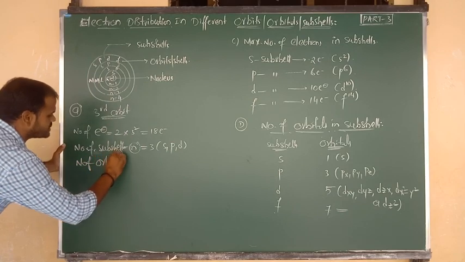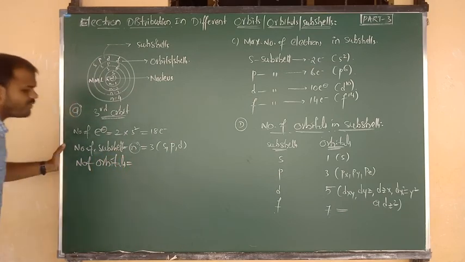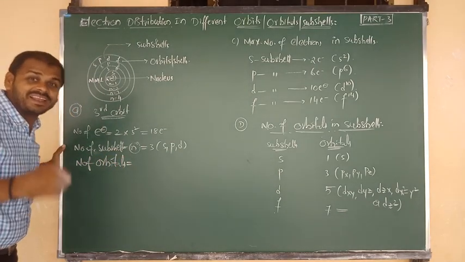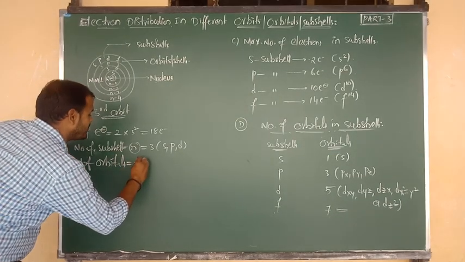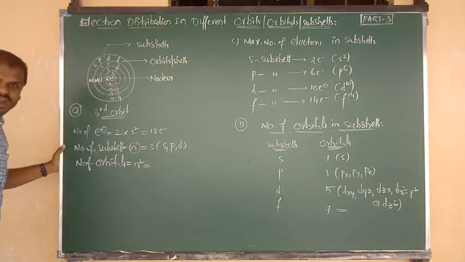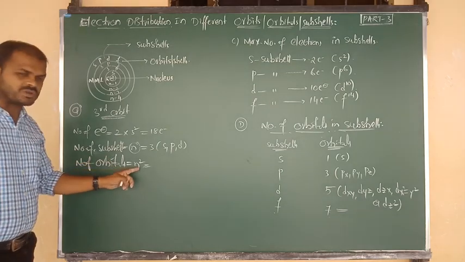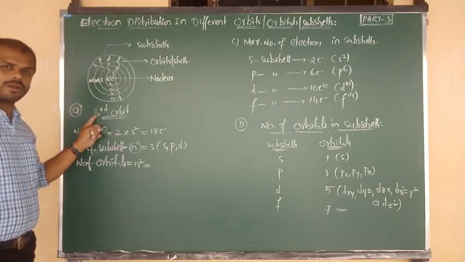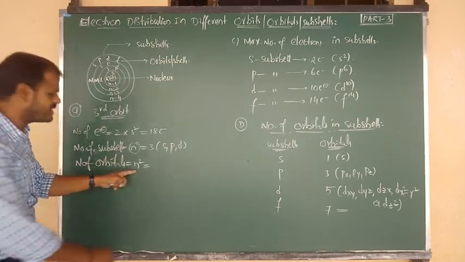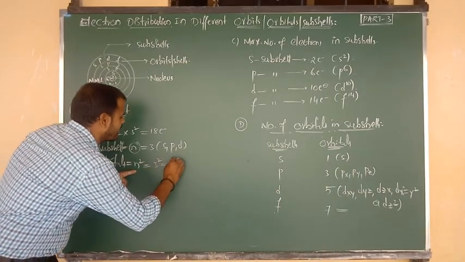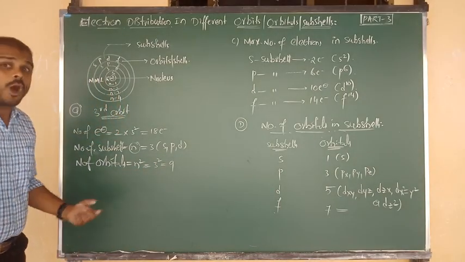Next formula I am going to apply. Number of orbitals now. What is the formula to calculate the number of orbitals? That is equal to n square. I have given the formula now. So number of orbitals equals n square. Which orbit? Third orbit. In that n place we have to write 3. So 3 square. 3 square is nothing but 9. How can you say 9?